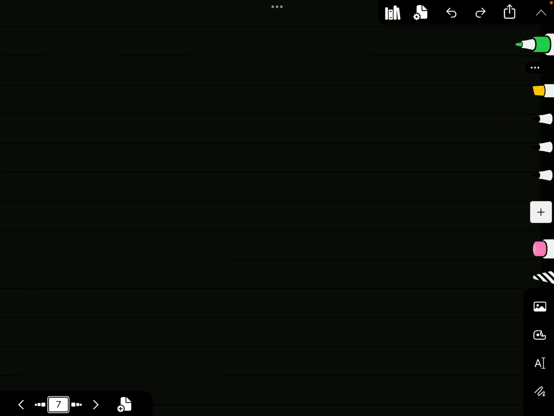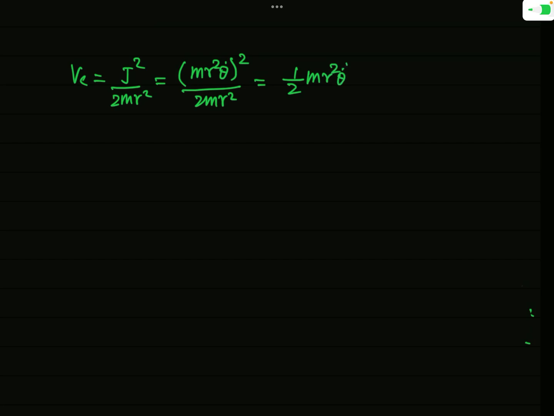Then I think you have understood this fact. Now, this term which we have, which is called centrifugal force potential, is actually a kinetic energy, and that fact was discussed in the earlier lecture. You can see that Vc, the centrifugal force potential, has the expression J square by 2mr square. Now J is equal to mr square theta dot, so this will be mr square theta dot square over 2mr square, which is 1 over 2 m r square theta dot square.